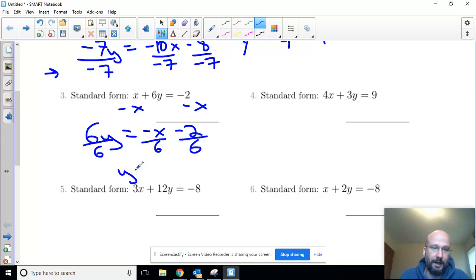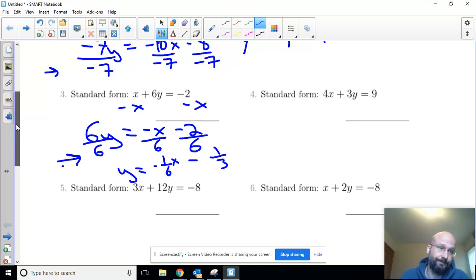This is going to give me y. Remember, there's a 1 here, so this is negative 1/6x, and this is negative 1 over 3, because negative 2 over 6 simplifies to negative 1/3. You can put this in a calculator. But I have my 2 steps, and I showed you my 2 steps, and that's what I wanted to see on this.